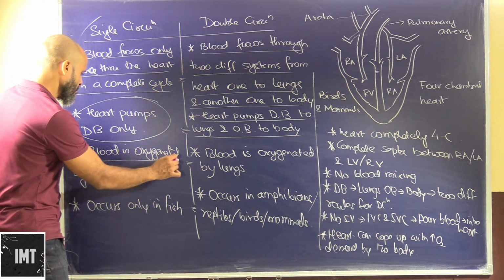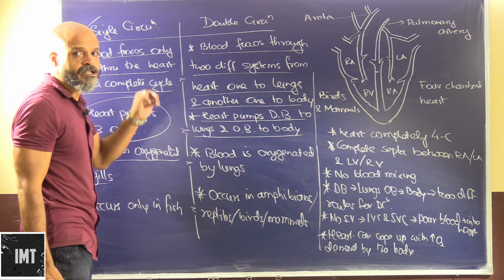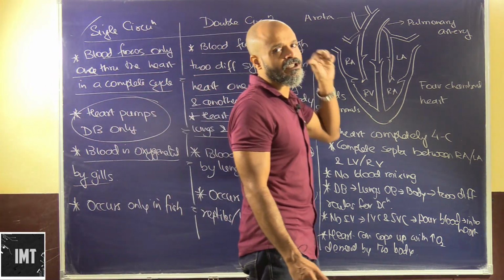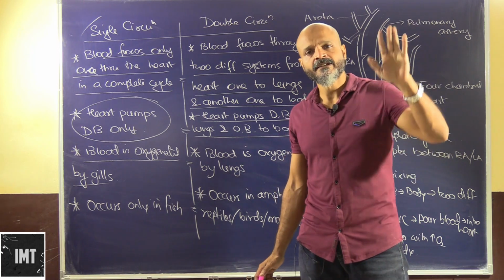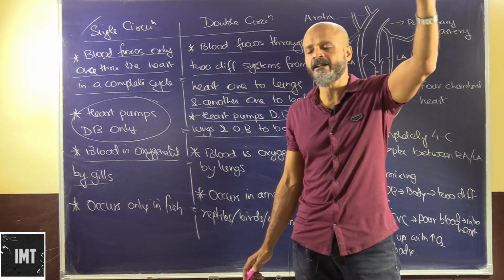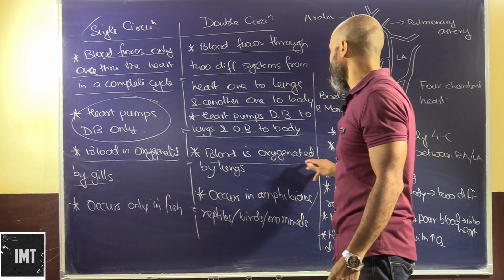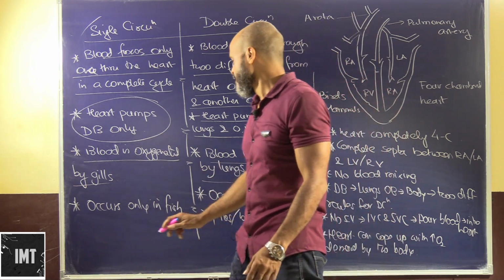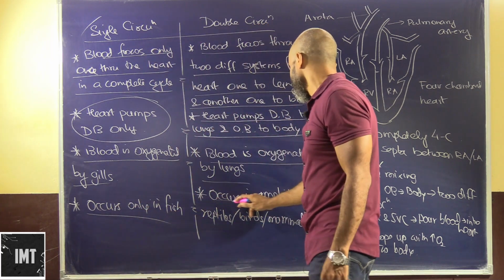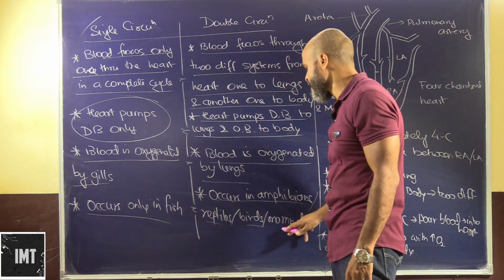Blood is oxygenated by gills. So here the blood is actually oxygenated by gills, and that oxygenated blood doesn't come to the heart. It gets carried away with the same speed. Blood is oxygenated by lungs out here. It occurs only in fish. It occurs in amphibians, reptiles, birds and mammals.